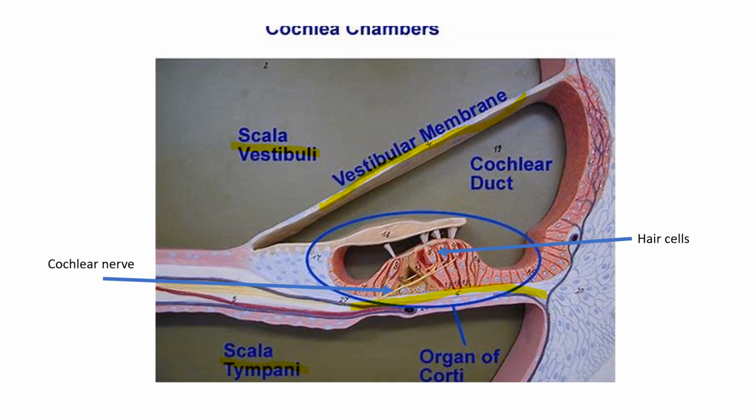Again, we can see the nerve endings of the cochlear nerve. We can see the hair cells here, and we can see that the cilia of those hair cells are touching the tectorial membrane.